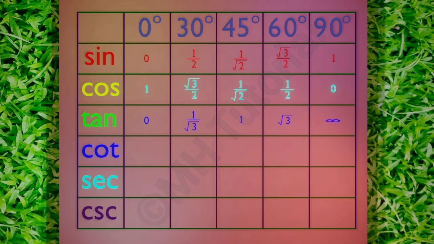So far, half the task is completed. Since cot is the complementary ratio of tan, we need to put tan values in reverse order in this row. Thus, tan 0 degree is the value of cot 90 degree. Tan 30 degree is the value of cot 60 degree. Tan 45 degree is the value of cot 45 degree. Tan 60 degree is the value of cot 30 degree. And tan 90 degree is the value of cot 0 degree. Thus, we get cot values.